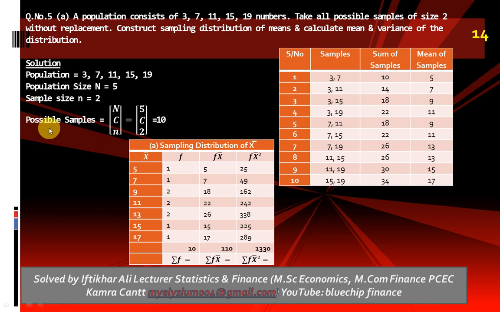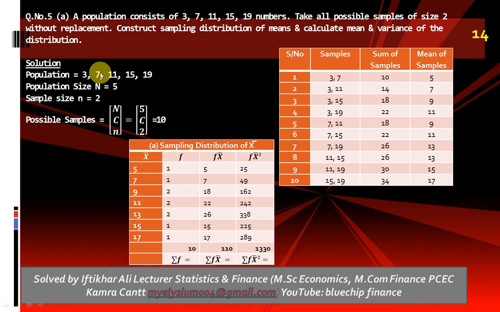In the without replacement case, all possible samples are calculated through the combination method. So NCn, 5C2 equals 10. And what are these 10 samples? So 3, 7; 3, 11; 3, 15; 3, 19.